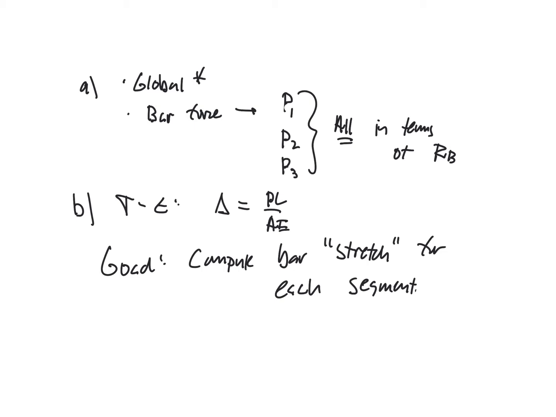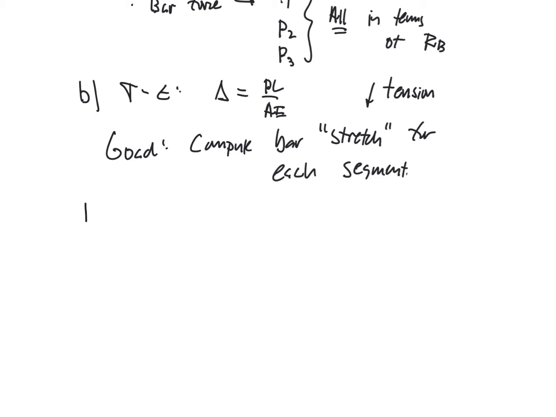Because we've assumed that each of our bar segments is in tension. So that is the assumed sign, and there is an assumed stretch. Clearly, some of these bar segments are going to be stretching, others are going to be contracting. So when we say stretch, we might realize that some of the stretch segments will be negative, or contraction. We do that just by using delta equals PL over AE for each P. For example, in this one, we have three segments for our little example that we're going through.